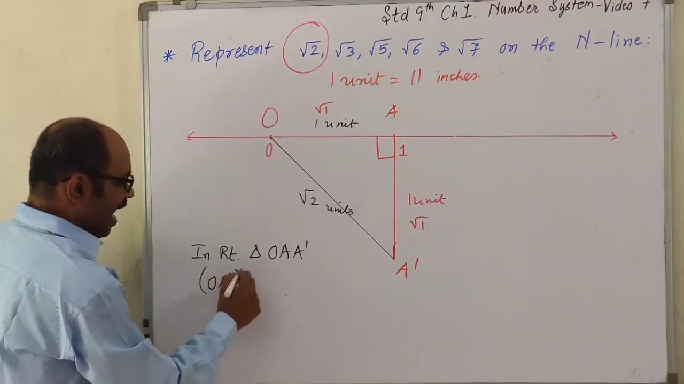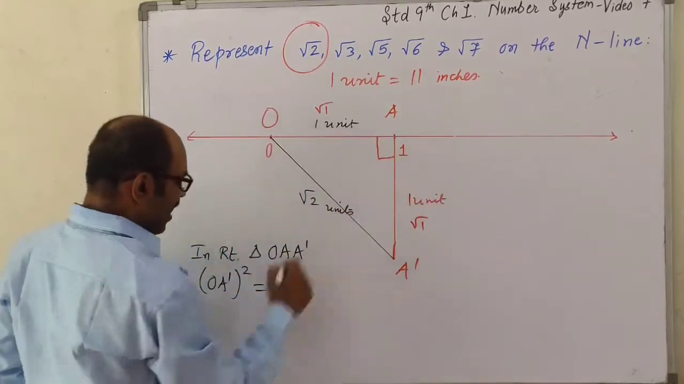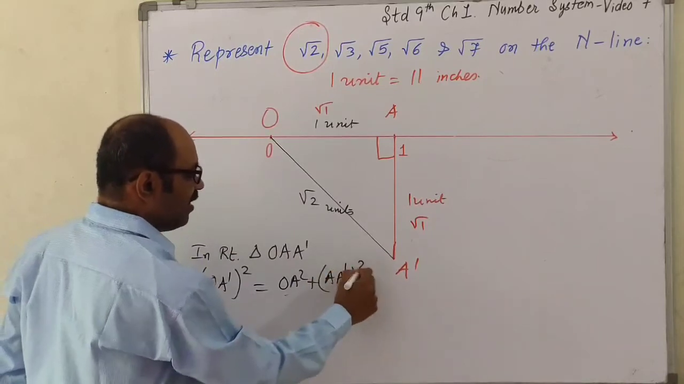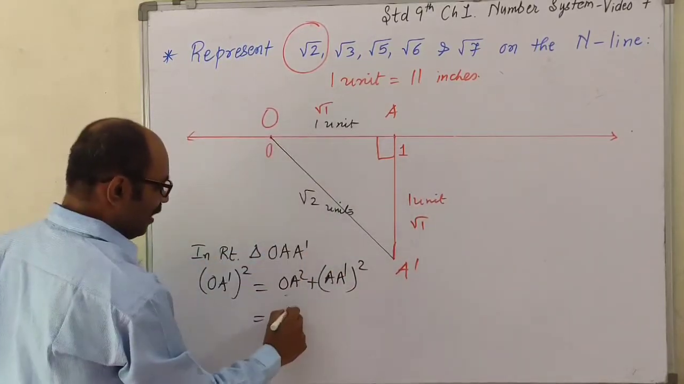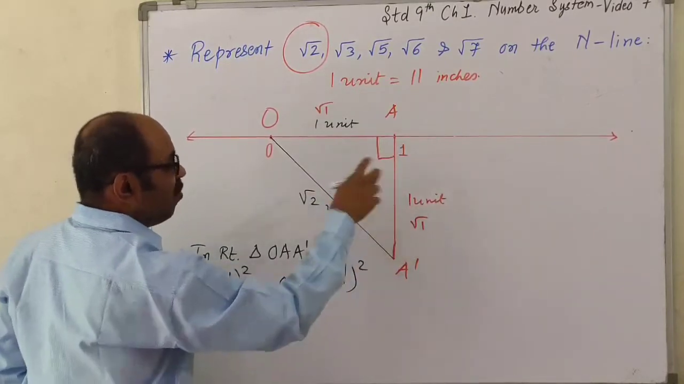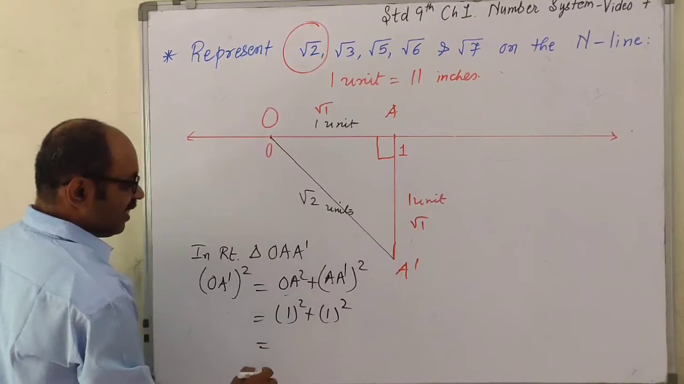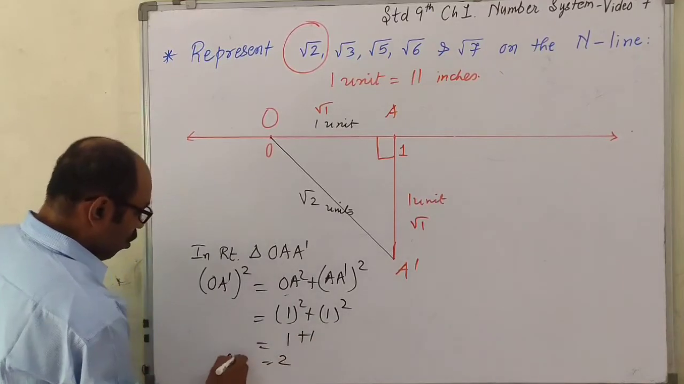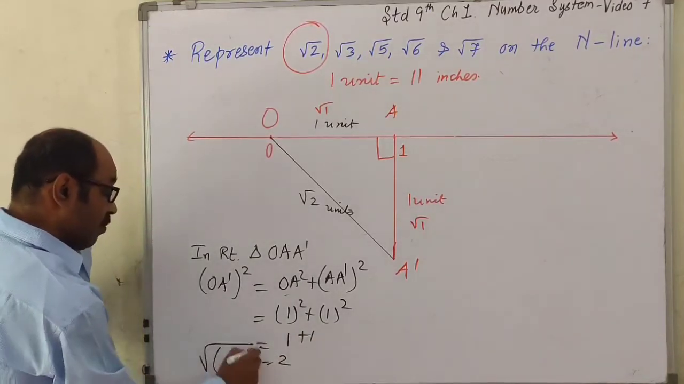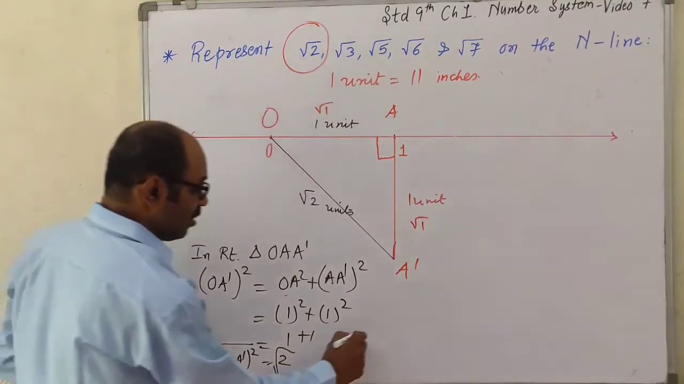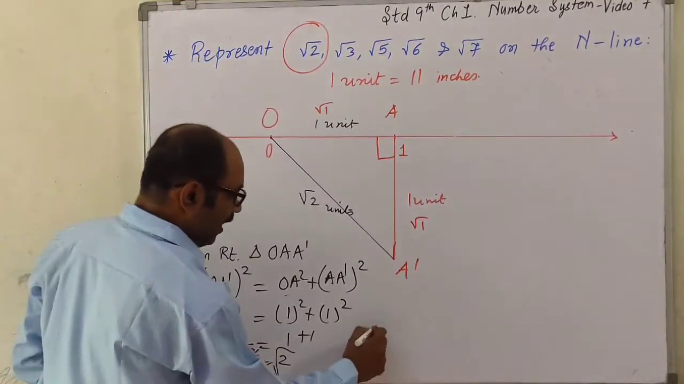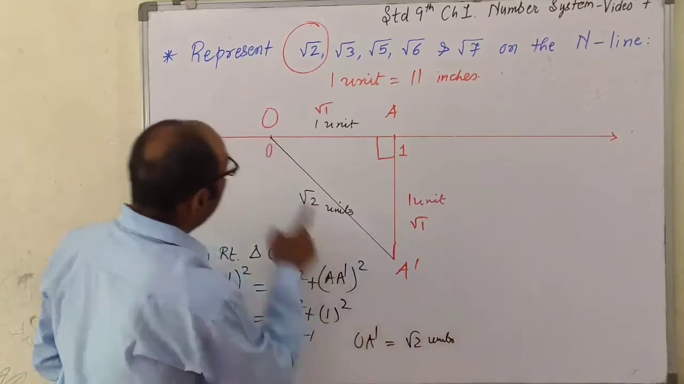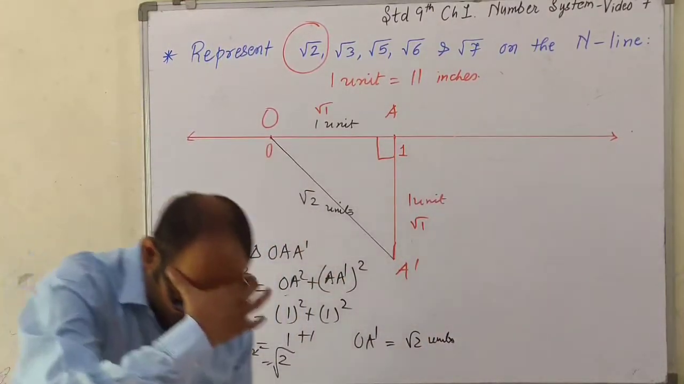OA dash square is equal to OA square plus AA dash square. Now what is OA? 1 unit, so 1 square. What is AA dash? 1 unit, so 1 square. Tell me, 1 plus 1 is 2. So OA dash whole square is 2. Taking the square root on both sides by using Euclid's property, the square root is gone. You don't need to show cancelling like this. OA dash is equal to root 2 units. We got OA dash is root 2 units.